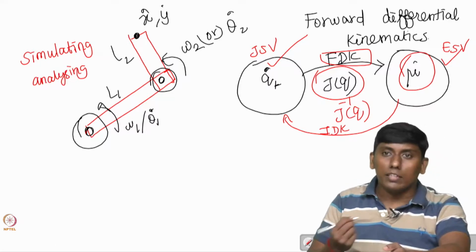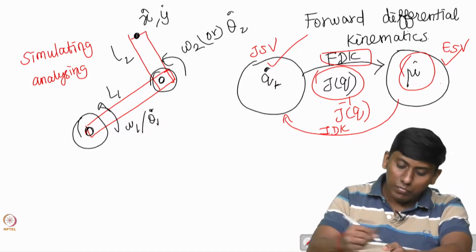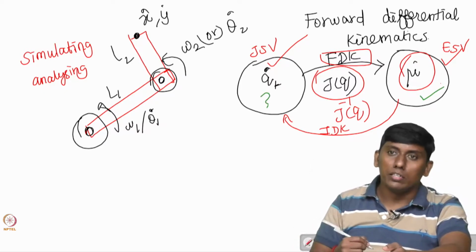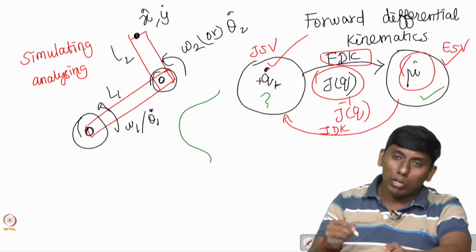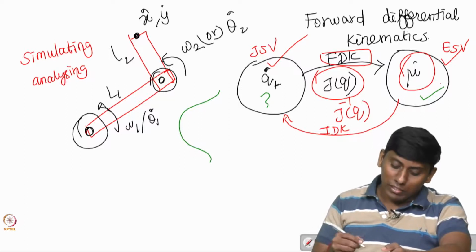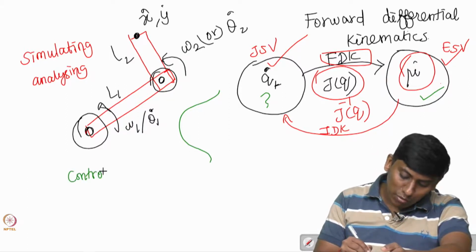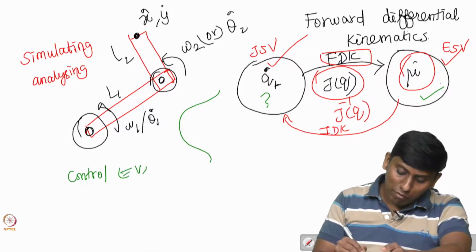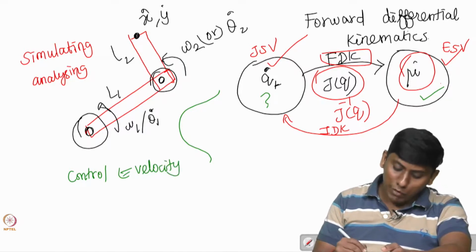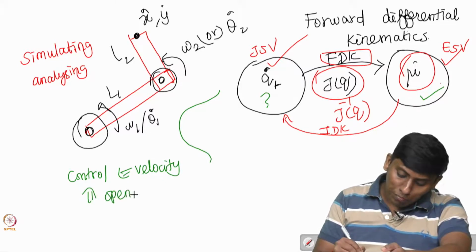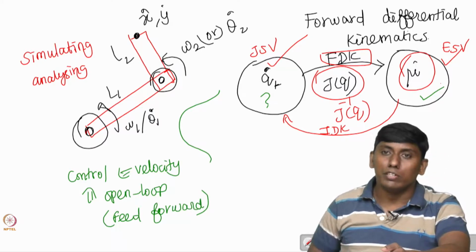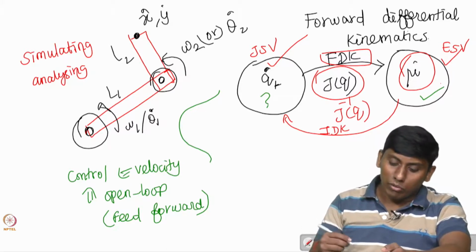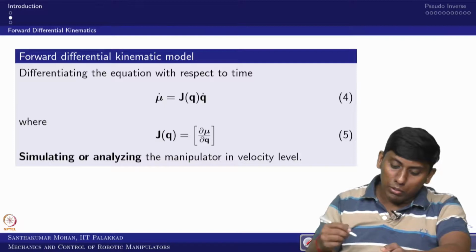Okay. So the other thing is you know this and you are trying to find out this, in the sense you want to follow some end effector velocity profile and see what your joint space velocity vector should be. So in the sense you are trying to control, okay, but at velocity level, without any feedback. So it is open loop. Okay, in the sense it is feed forward. So that is what you can say is inverse differential kinematics. So that is what we are trying to see. I hope you can see.